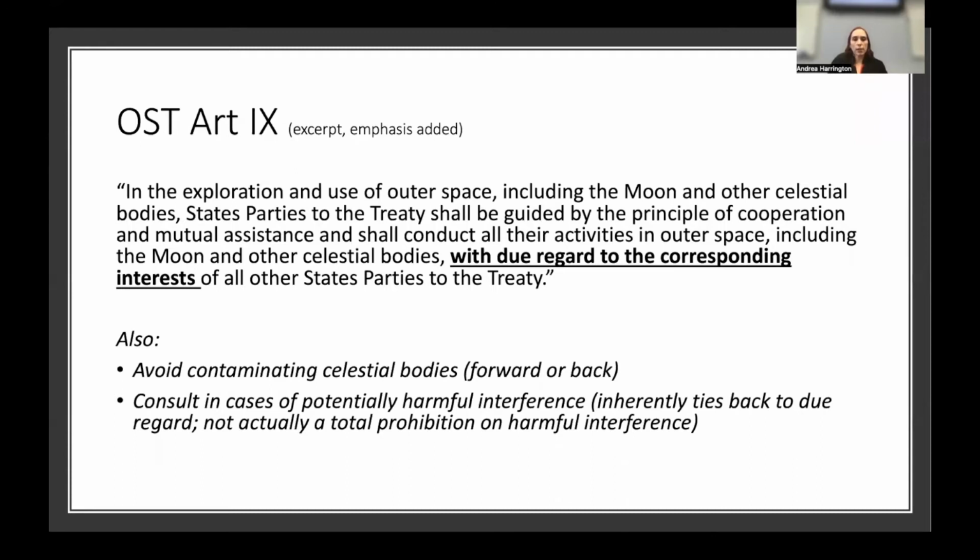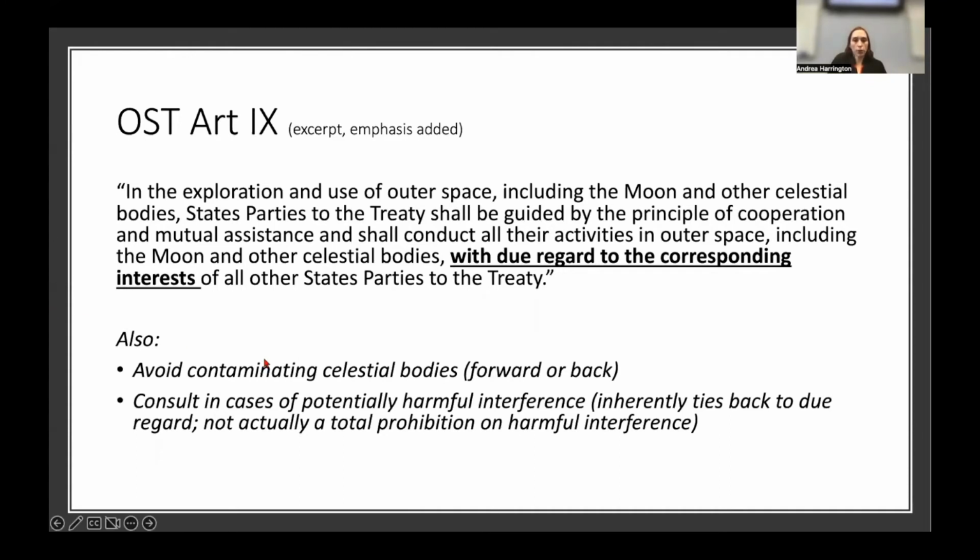But Article 9 tells us that in the exploration and use of space, states are guided by the principle of cooperation and mutual assistance, but that they shall conduct all their activities in space with due regard to the corresponding interests of all other states parties to the treaty. So the language that's really important for us here is that they shall conduct their activities with due regard to the corresponding interests of all other states party to the treaty. That is the due regard principle. That's what we're unpacking here today.